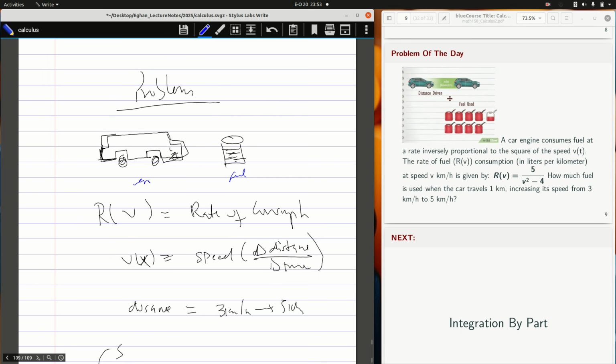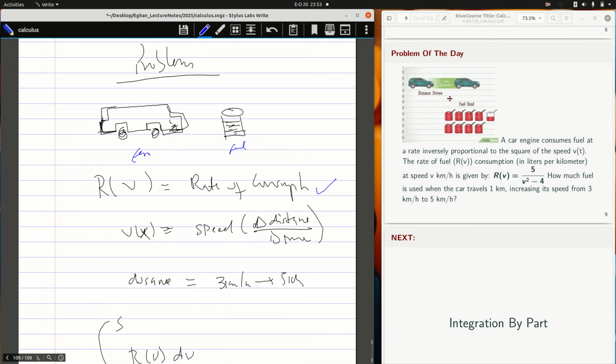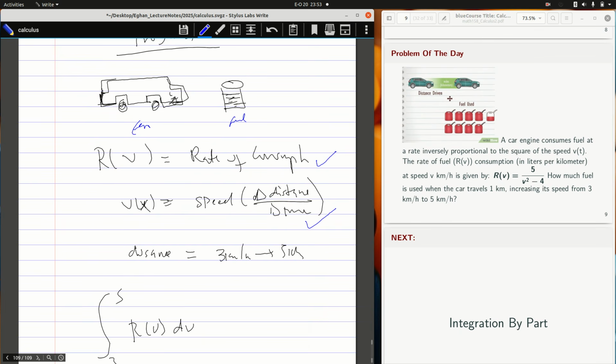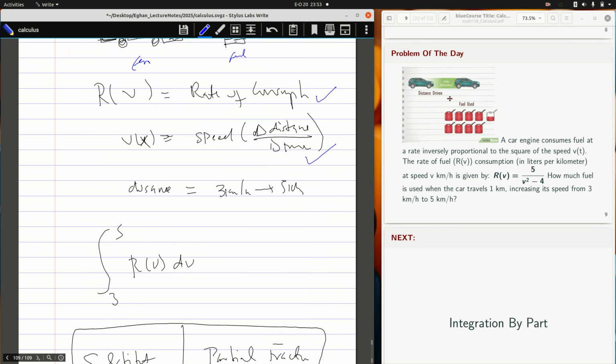R of V is given as the rate of consumption. You must always define your terms properly to know what to do. V of x is the speed. You know, speed is distance over time, that's a change. Was distance given here? It says how much fuel you are going to consume. You want to find R of 1, if you travel 1 kilometer, given that you are increasing from 3 kilometers to 5 kilometers.